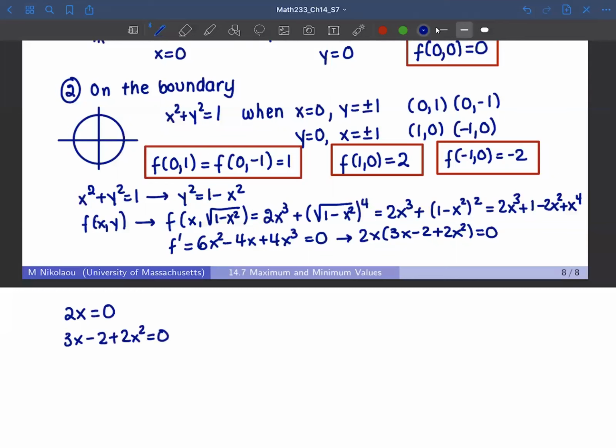We have to determine if there are critical points on the boundary by plugging the boundary into the function. That's what we did here: we plugged in this boundary at our function so that we can determine if there are critical points on the boundary.